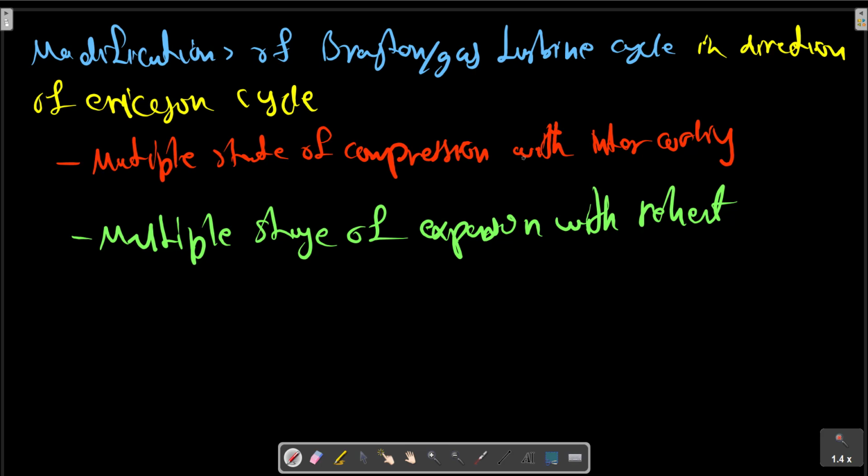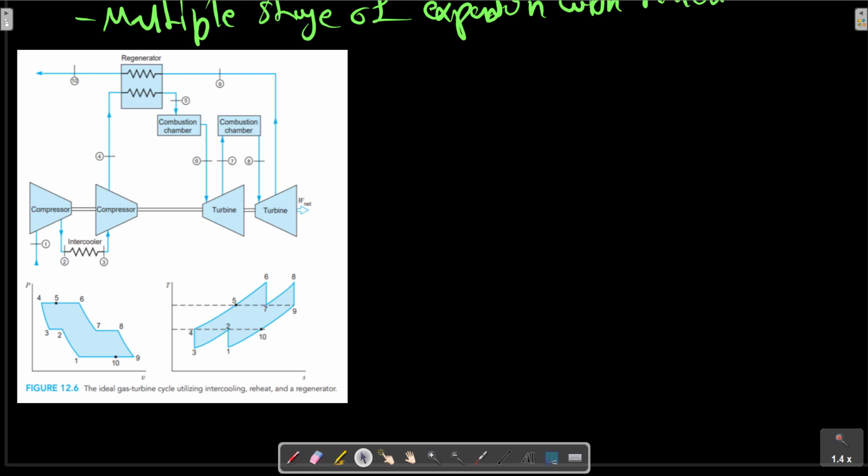Such a cycle with two stages of compression and expansion, and incorporating a regenerator, is shown in the picture, Figure 12.6, which will be provided here. The air standard cycle is given on the corresponding T-S diagram, also in this picture. It may be shown that for this cycle, maximum efficiency is obtained if equal pressure ratios are maintained across the two compressors and two turbines.